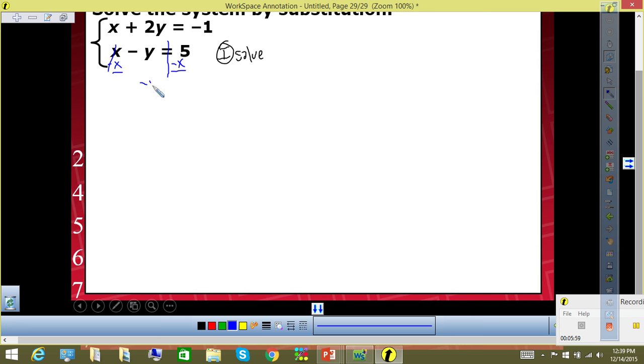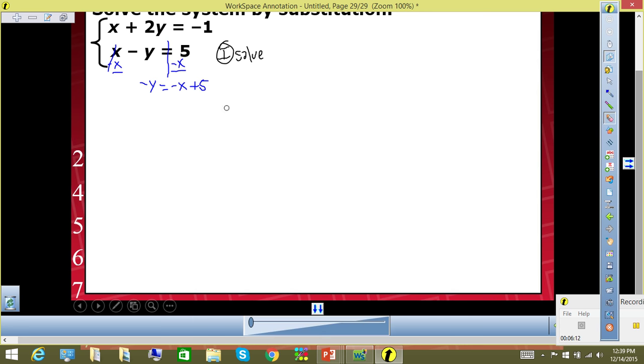And I'm left with negative y equals negative x plus 5. But I still have one more step. Is that correct? Which is what? Divide by negative 1 on each side. So how many steps were those? 2.